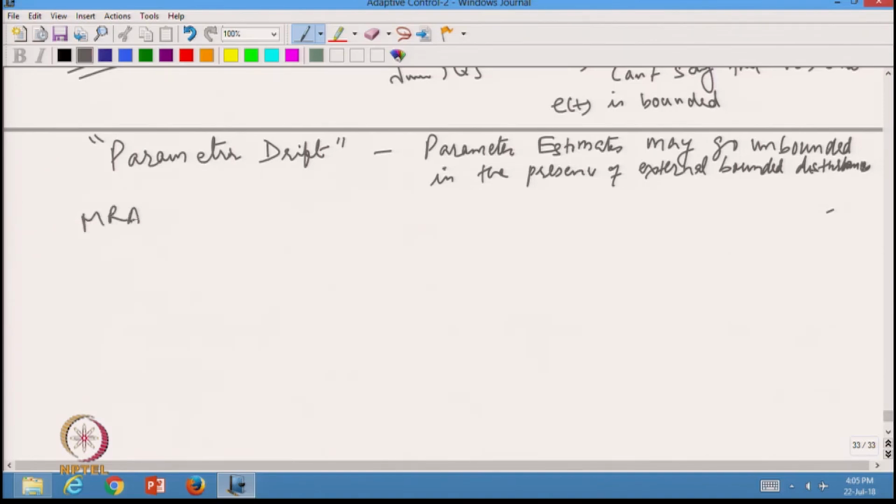So, it is not robust to external disturbances, unfortunately. So, how to overcome this parameter drift? That is the next question to ask.